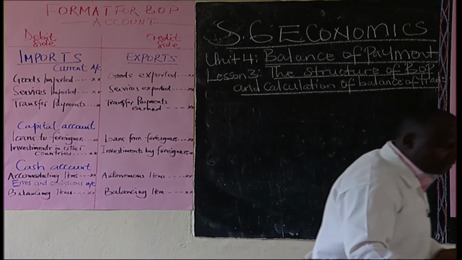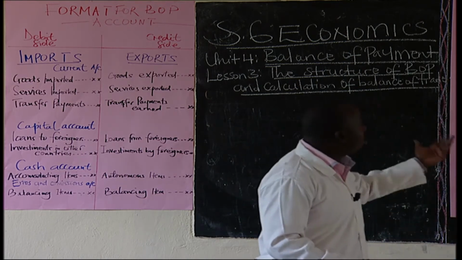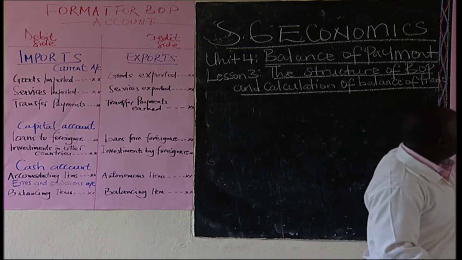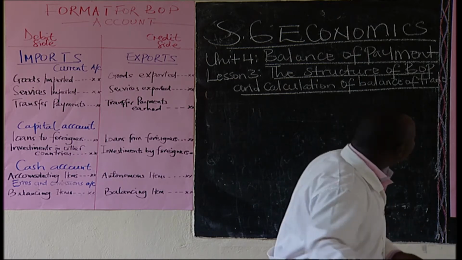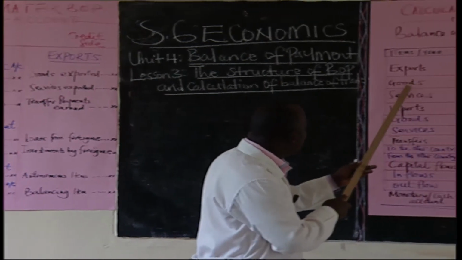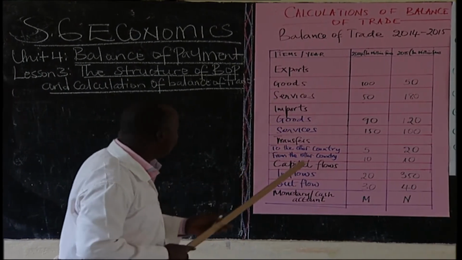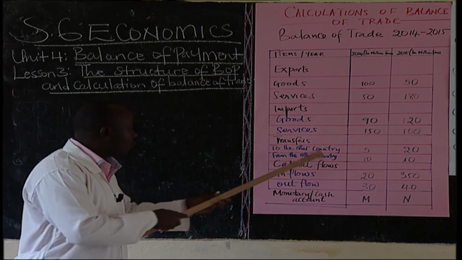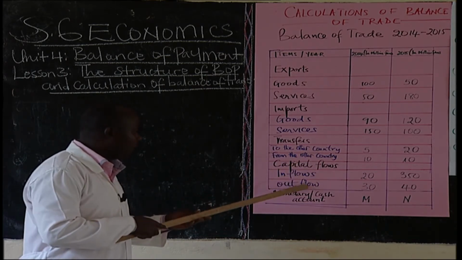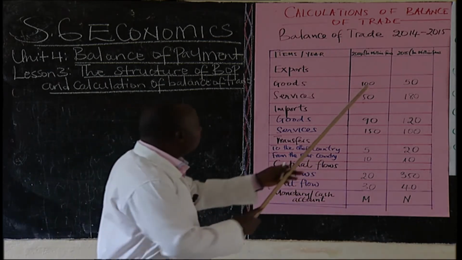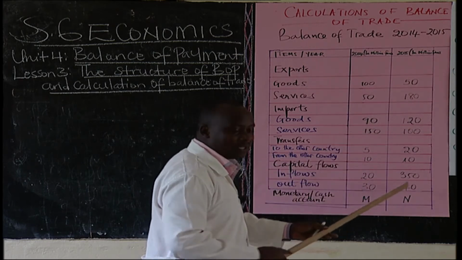Now, learners, we are going to continue with calculations of balance of trade. This is our balance of trade of 2 years. We have items per year: exports, goods, services, imports. On imports, we have goods, services, transfers to the other country, from the other country. We have capital flows, inflows, and outflows, and the monetary cash account. This is the column of 2014, and these are the transactions in 2015.